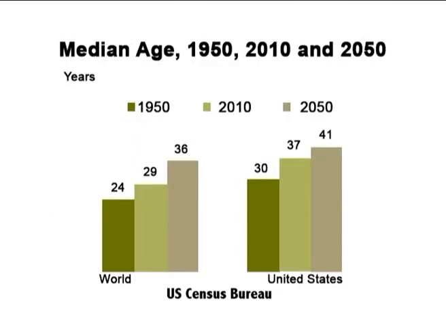Figure 1 shows that in the USA, the median age increased from 30 in 1950 to 37 in 2010. Globally, the median age rose from 24 in 1950 to 29 in 2010. It is projected that in the future, the world will age more rapidly than the USA.